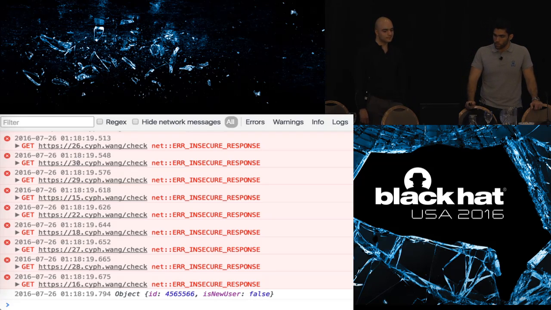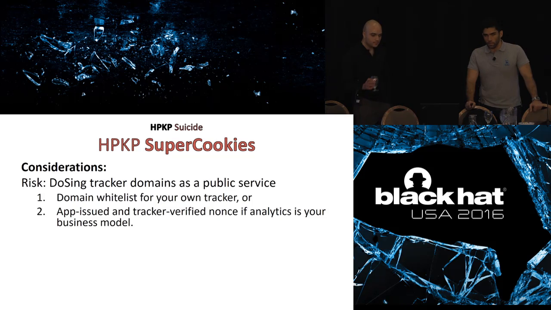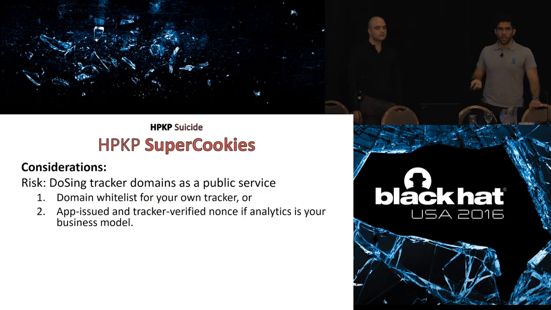So what are some quick considerations for setting this up? Well, this is a quick proof of concept. By the way, the code for this is also included. We'll have all the links as well. So here's the thing. If you set up this kind of super cookie, you could have, for instance, a public benefactor of sorts come in and try and DOS your tracking domains as a public service. So you can have two easy mitigations for this. Let's say that you're only setting up this HPKP super cookie for use on your own sites.